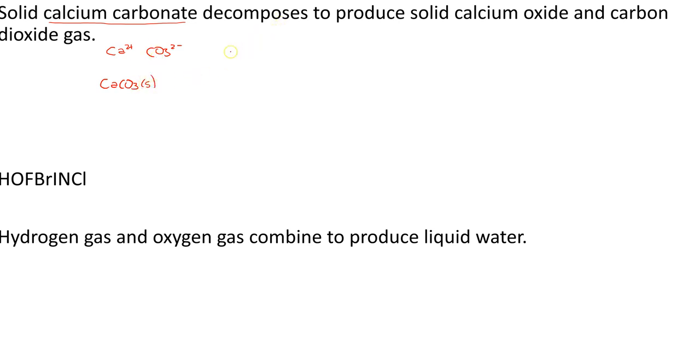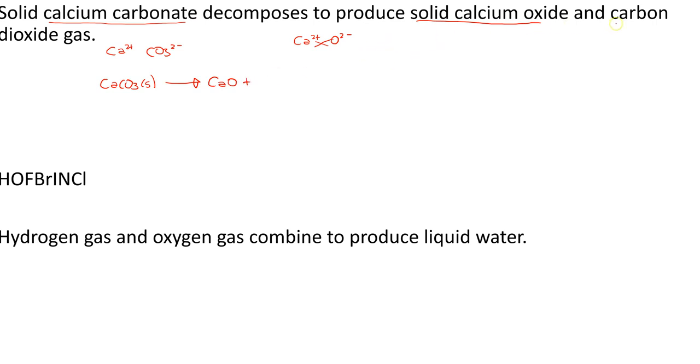Decomposes, that just means it breaks apart. We know that produce is our tip-off, that these are our products, so that's why we're going to start by putting our arrow in first. You have solid calcium oxide. So calcium is a positive 2. Oxide's a negative 2. So if you crisscross this again, remember, because just like this, it's the same charge for both of them. It's a 1-to-1 ratio. This should become CaO.